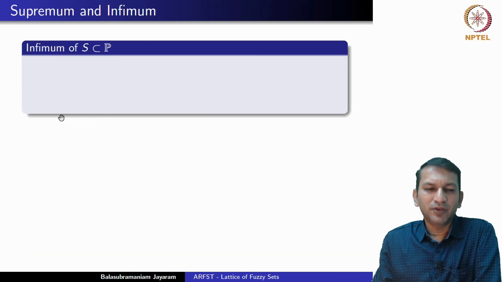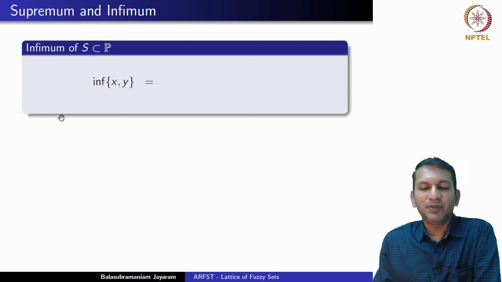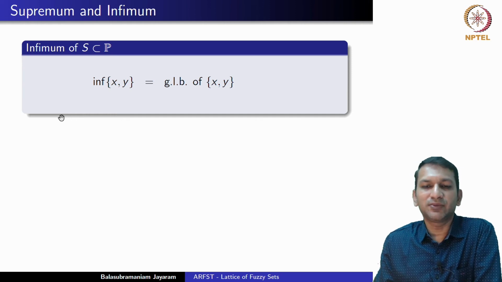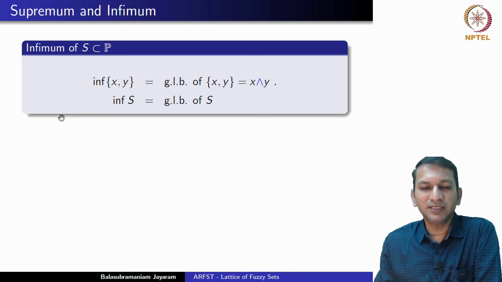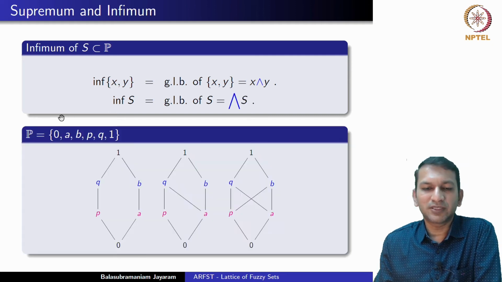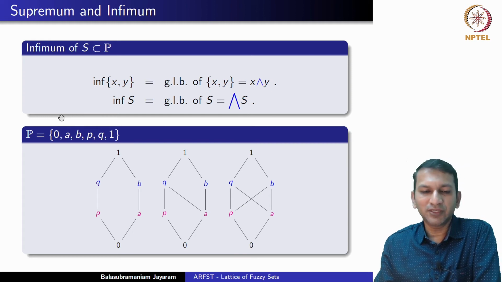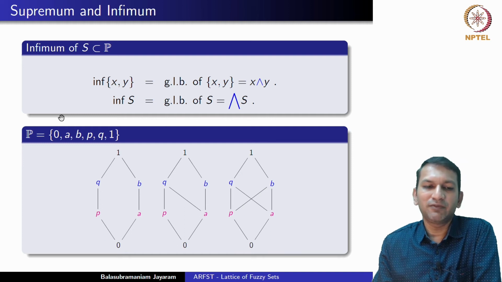Similarly, as with supremum, we could also define the infimum of a subset S of P. If you have a pair of elements, the infimum of this pair of elements x, y is nothing but the greatest lower bound of the set consisting of x and y. We will also denote this by the wedge symbol and read it as x meet y. If you have a subset S of P, the infimum of this S is nothing but the greatest lower bound of S, and it will be denoted as meet of S. Once again, we could calculate the infimum of any subset S with respect to any of the orderings that we have defined on P.